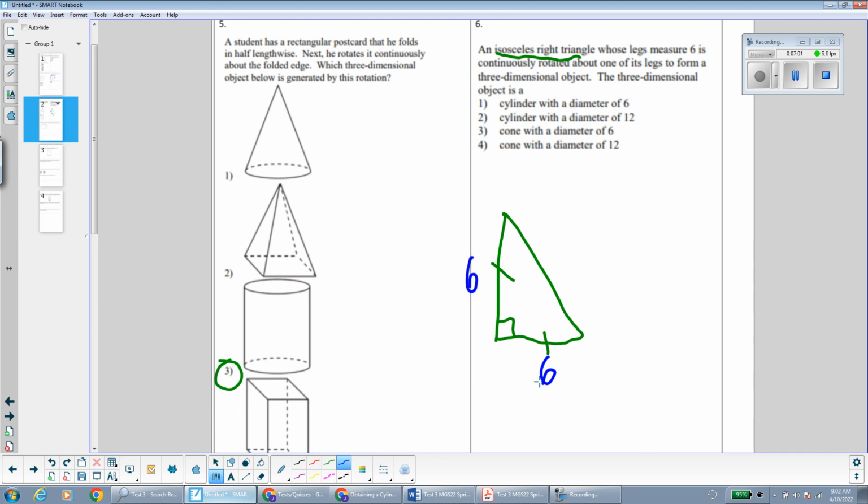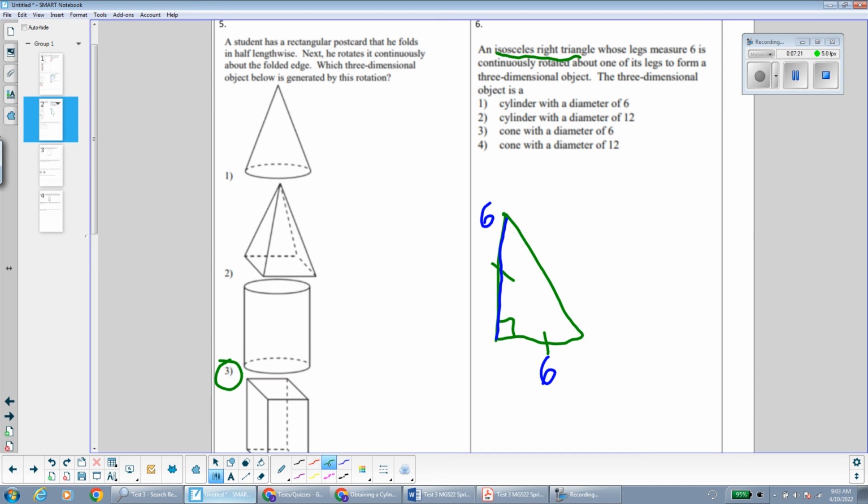And it's continuously rotated around one of its legs. So it doesn't matter if we rotate around this leg or this leg. I'll just rotate around this leg, I guess. Just keep in mind that both of the legs have a length of 6. I just don't want that to be in the way. I'll write it here on top instead.